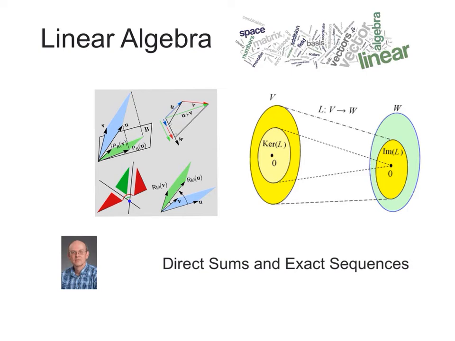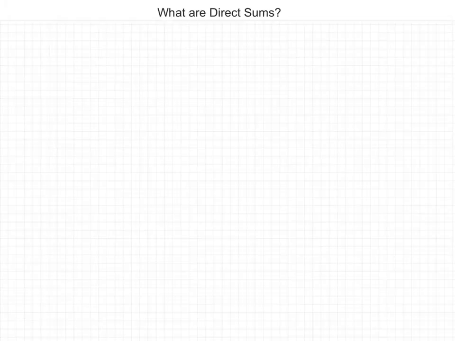The notion of a direct sum of two vector spaces is a concept to split a vector space into two pieces. Such a thing also comes up with the concept of exact sequences. So we will look at exact sequences and understand them in a certain way as a special case, or just as another view of looking at direct sums. So what are direct sums?